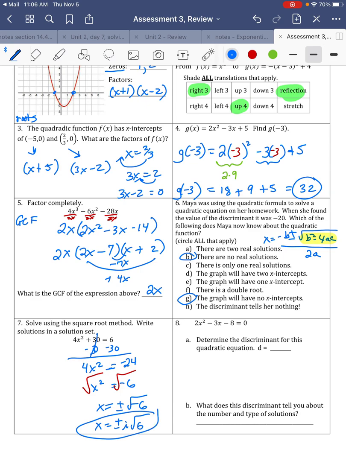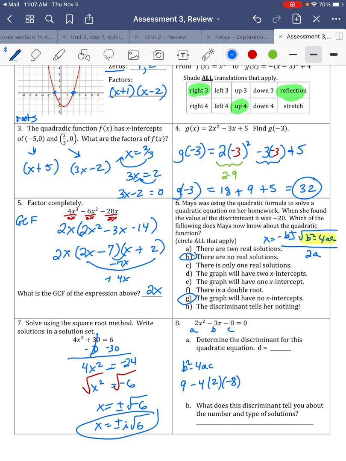All right, number 8, determine the discriminant. So remember the discriminant is just this value, b squared minus 4ac. So my a is here, my b is there, my c is there. So negative 3 is my b, so it would be 9 because I square it, minus 4. A is 2, c is negative 8.